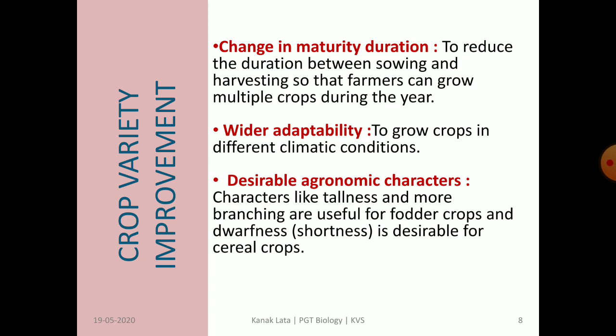Some desirable agronomic characters can also be obtained by crop variety improvement. The important agronomic characters are tallness and more branching for fodder crops and dwarfness for cereal crops. Besides this, there are so many agronomic characters which are desirable like high yielding, early flowering, early maturity, etc.